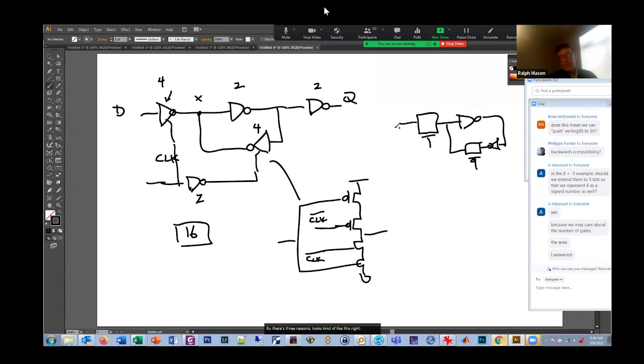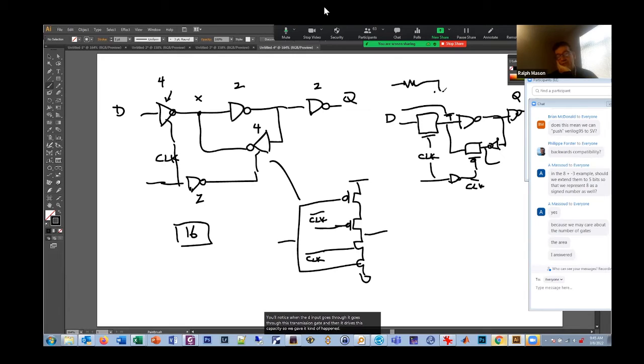Draw like that. So the transmission gate, what's happening here is that this is our D, and this is our clock and clock bar. When the D input goes through this transmission gate, it drives this capacitance, so we kind of have an RC. We don't like that, for two things.